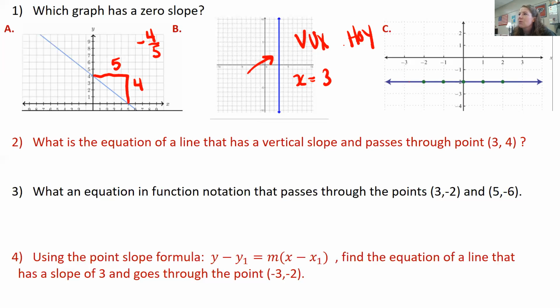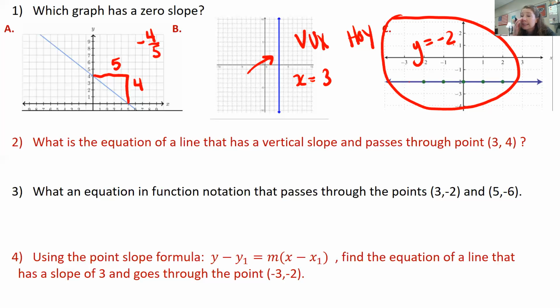So that means that horizontal lines, what does that O mean in HOY? It means they have a zero slope. And the Y means only a Y is in the equation. So what is this Y value? It's -2. So the equation of this line is Y equals -2. So the answer is C. C has a zero slope.